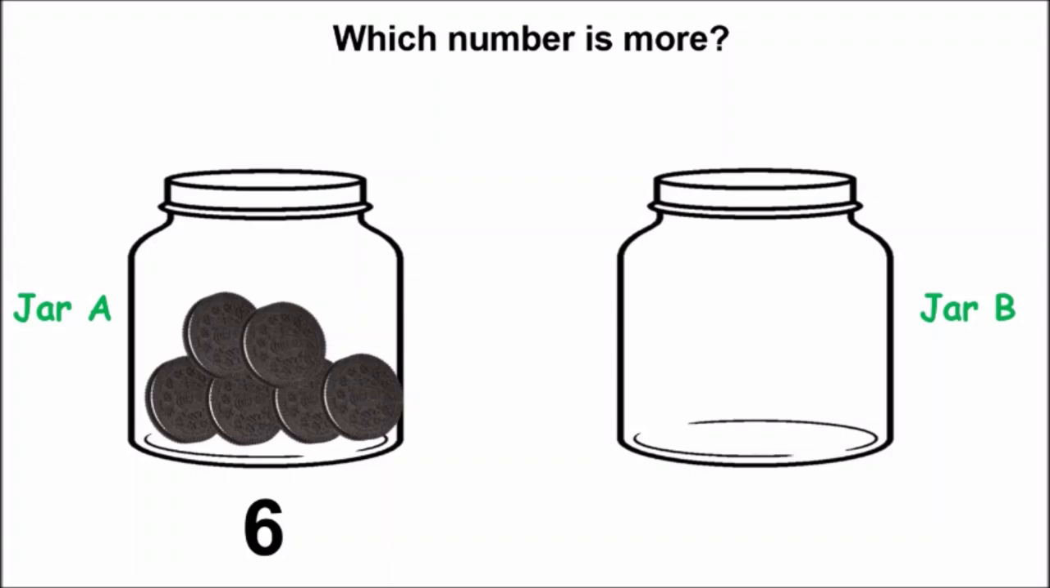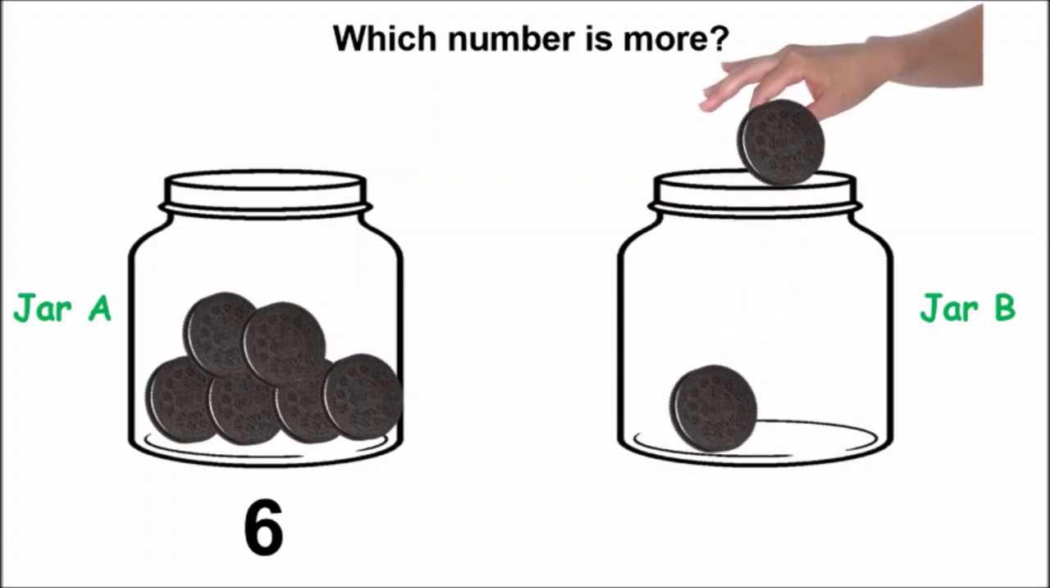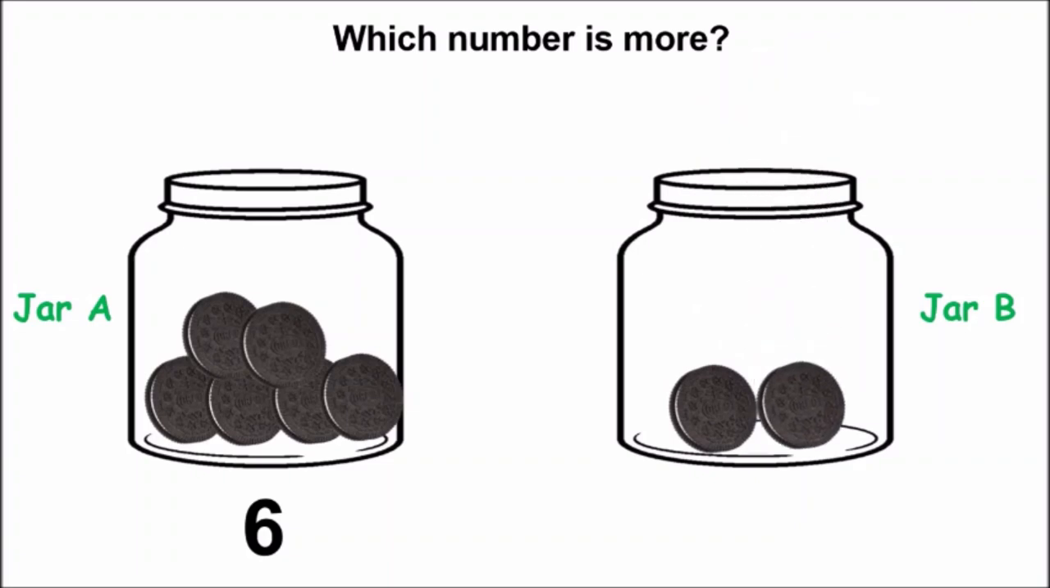Now I'm going to put Oreo biscuits in jar B also. So children, how many biscuits did I put in jar B? Count with me. 1, 2. There are 2 biscuits in jar B. So children, 6 biscuits are more or 2 biscuits are more? Tell me, where will my circle go? Yes, 6 biscuits are more and 2 biscuits are less.